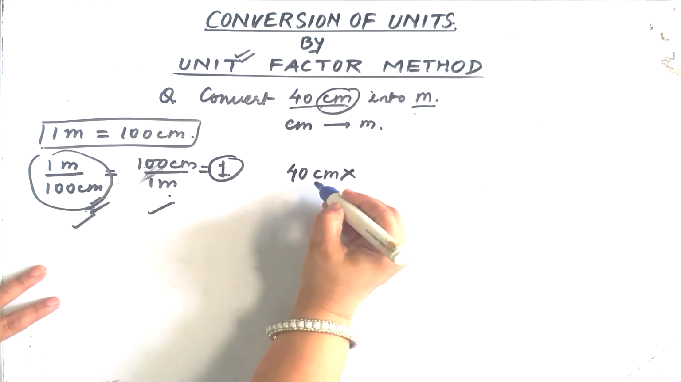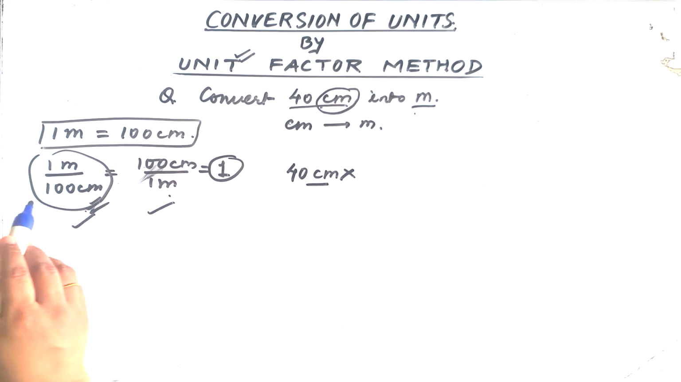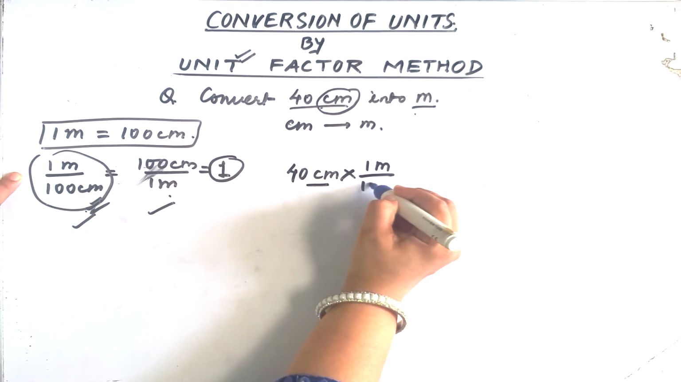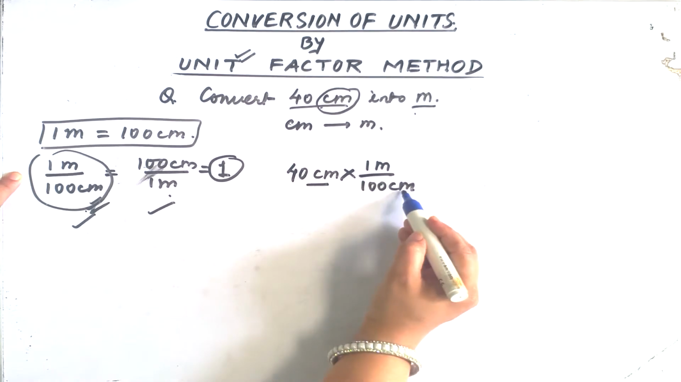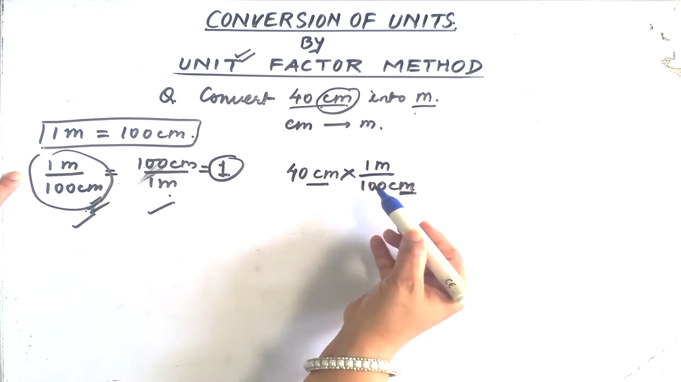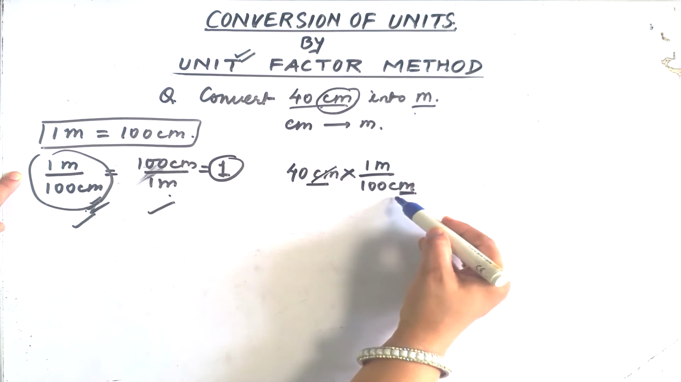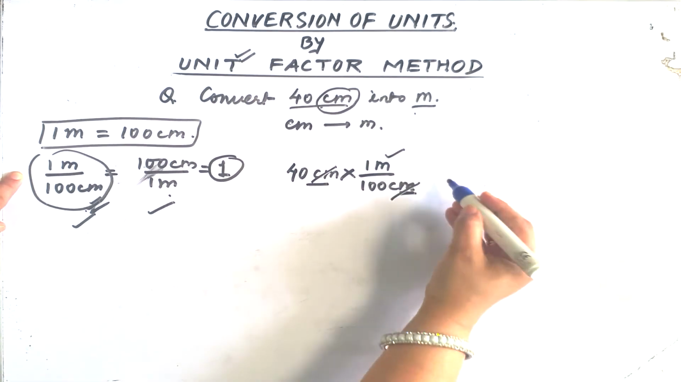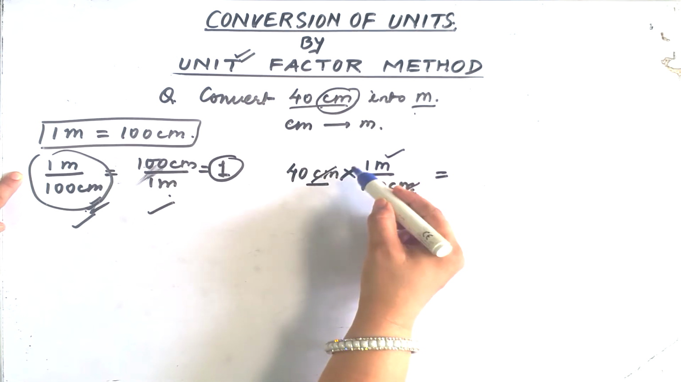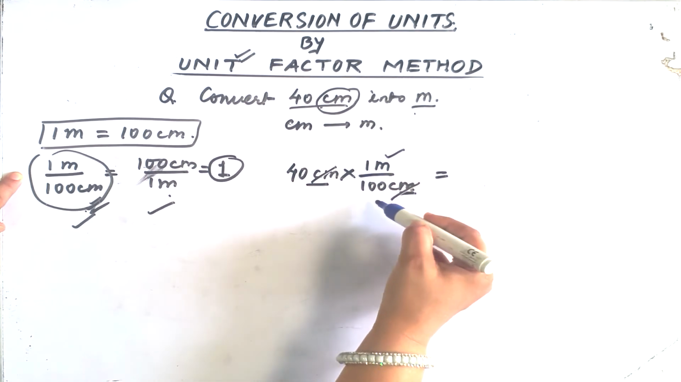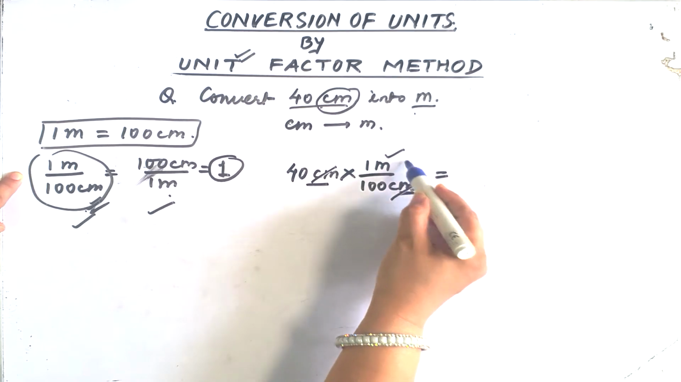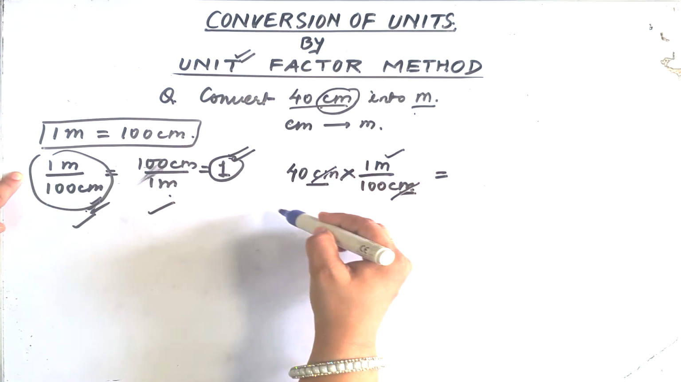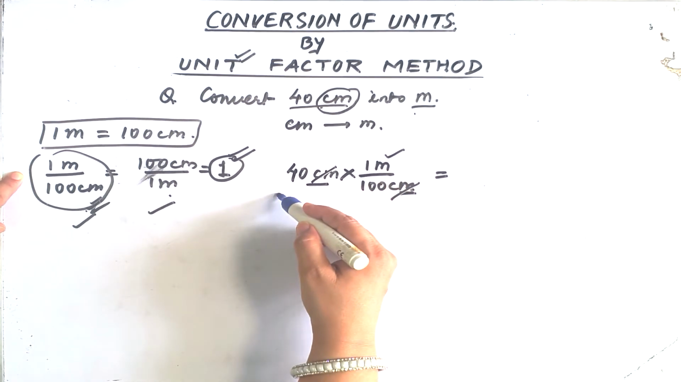Just like 40 centimeter, if I multiply it with 1 meter divided by 100 centimeter, as one is a denominator and the other a numerator, the centimeter will cancel out and we will be left with the unit which we want. And because we are multiplying with a conversion factor whose value is 1, we are not making any change in the value of this 40 centimeter.